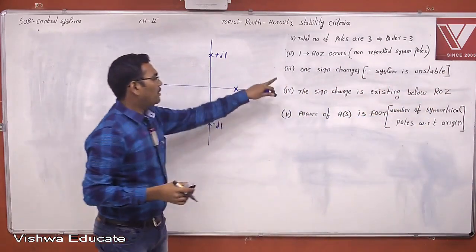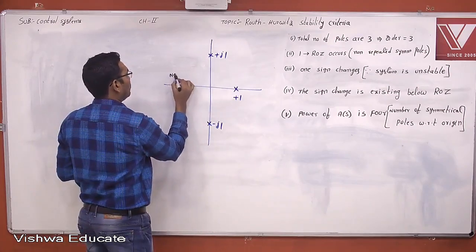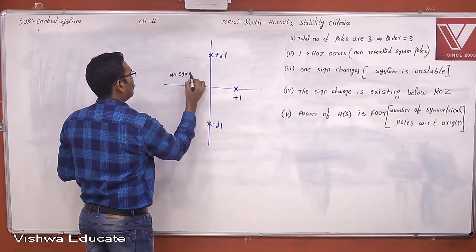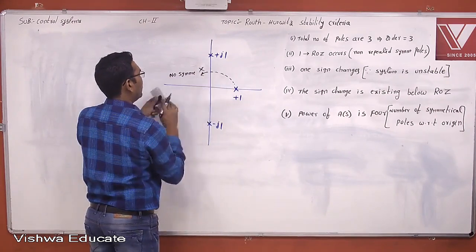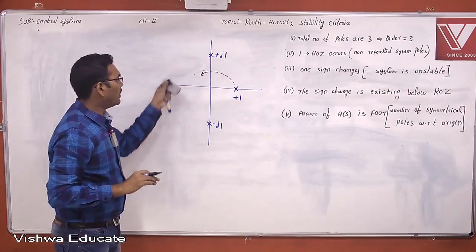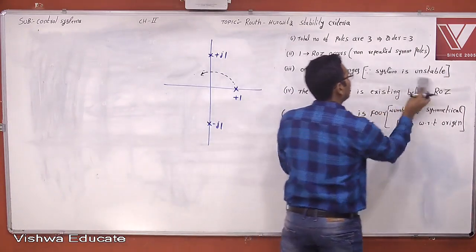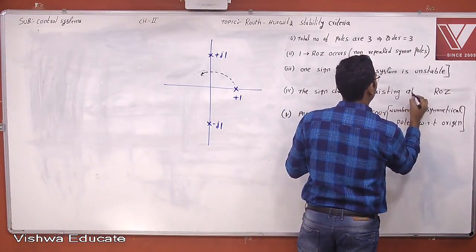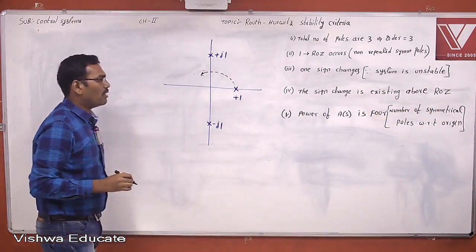But now is there any symmetrical pole? No symmetrical pole. There is no symmetrical pole here. If there is no symmetrical pole, it means that the sign change is existing above ROZ. Above ROZ, right? Above ROZ.